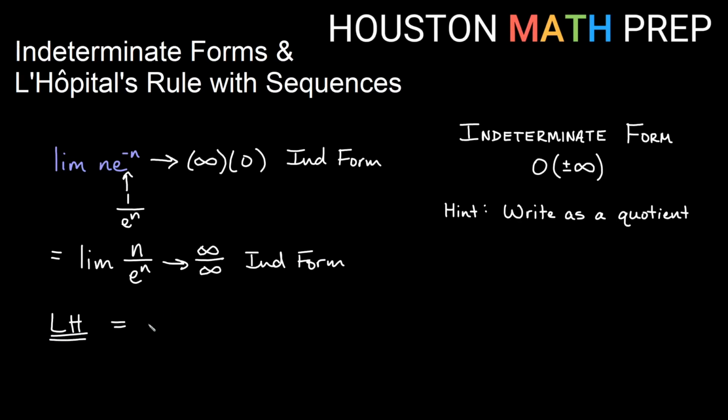That will give us the same as the limit of the derivative of each. So the derivative of n is 1 on top. The derivative of e to the n on the bottom is still e to the n. So that makes it nice. We have a 1 on top now. We get something very, very large on the bottom, 1 over something getting infinitely large. Our limit here is going to be 0 for this one.